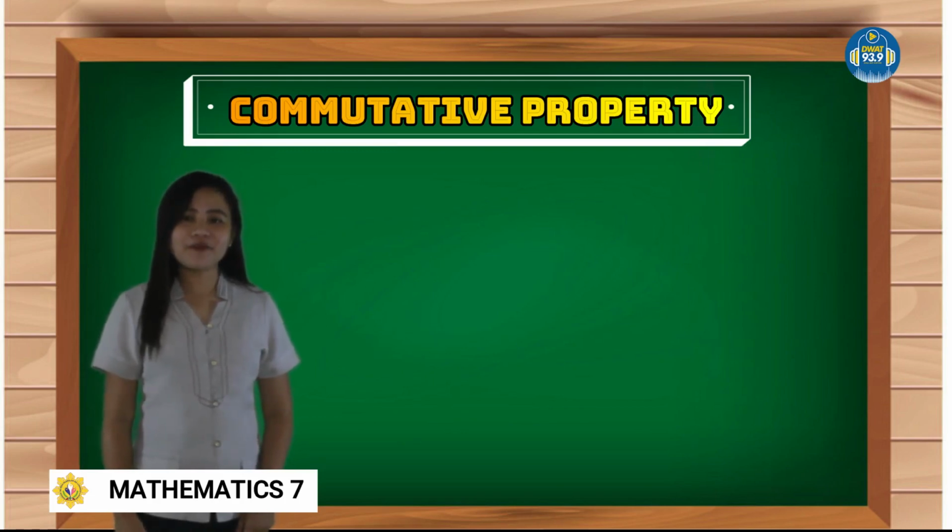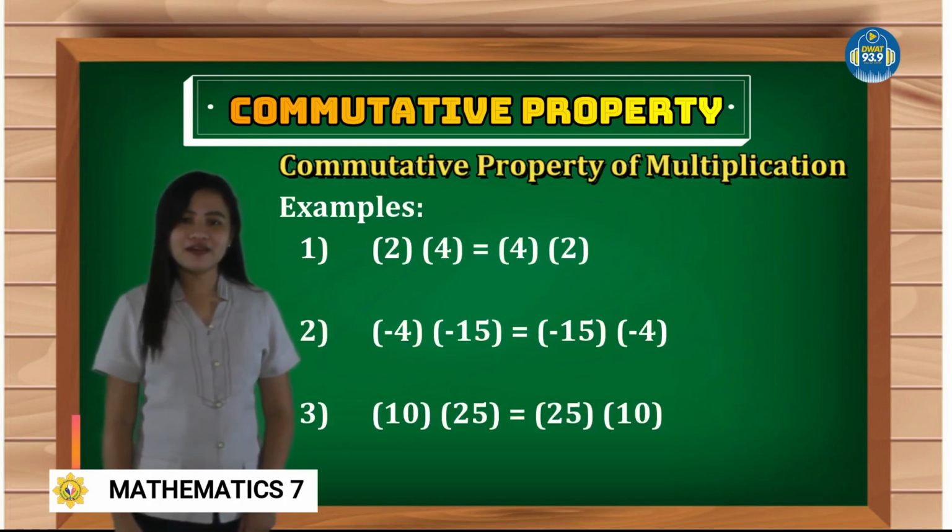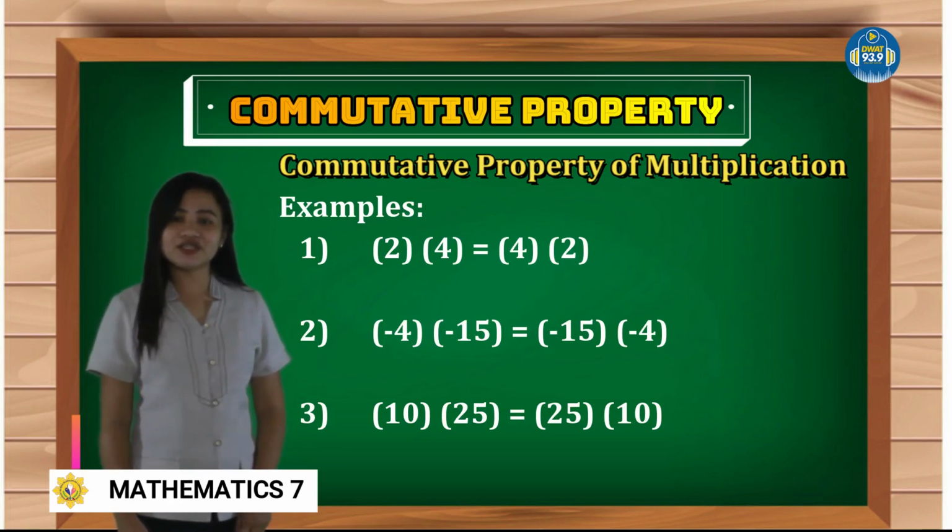On the commutative property of multiplication, for example, number 1, 2 times 4 is equal to 4 times 2. Number 2, negative 4 times negative 15 is equal to negative 15 times negative 4. And number 3, 10 times 25 is equal to 25 times 10. Notice that even if you change the order of the factors, we will still get the same product.